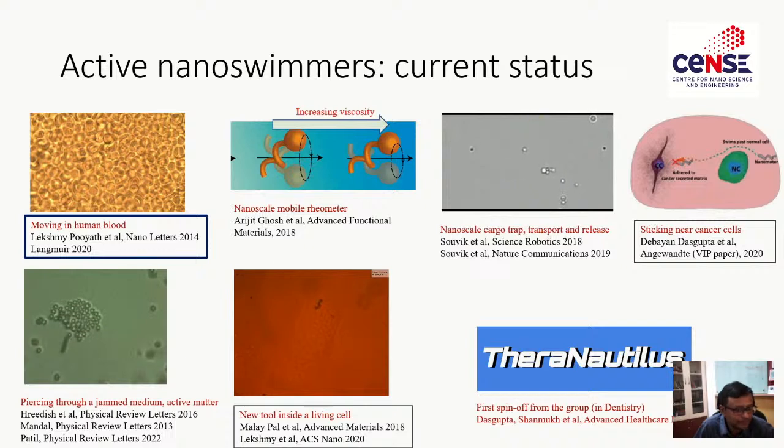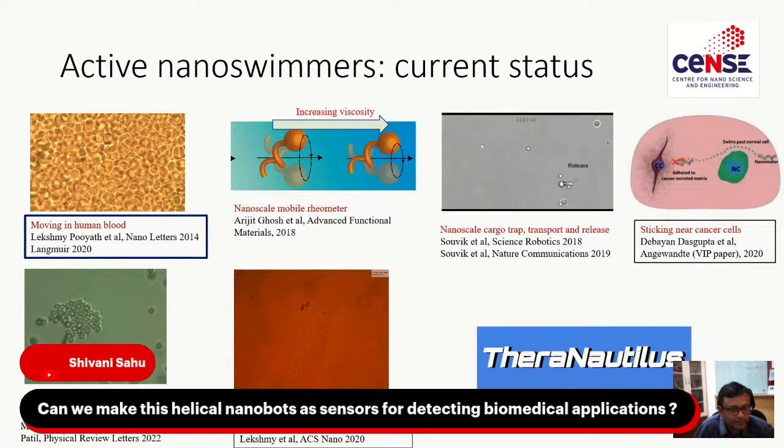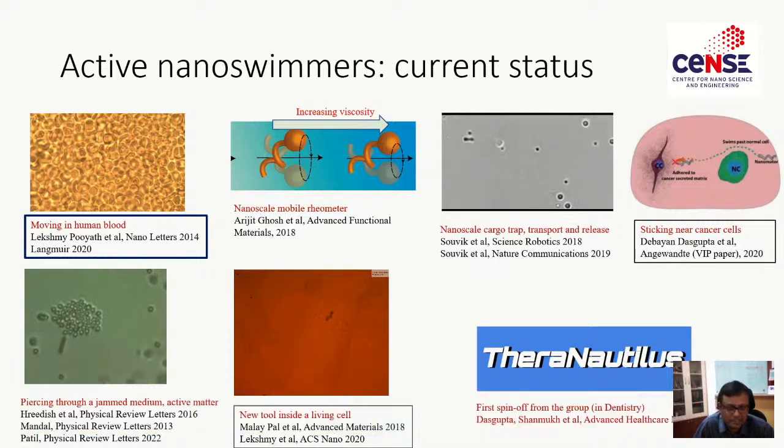The other question is, can you make these helical nanobots as sensors for detecting biomedical applications? Indeed. In a way, the thing that we just discussed is basically a sensor of a cancer cell, and it's happening in a 3D microenvironment which closely mimics a tissue. If you're talking about biosensing applications in a complex and heterogeneous environment, these swimmers are ideally suited because we would be able to move them around and actively hunt for specific biomolecules. There has been work from many different groups in using such nanoswimmers for biosensing applications. So that's absolutely a valid question.